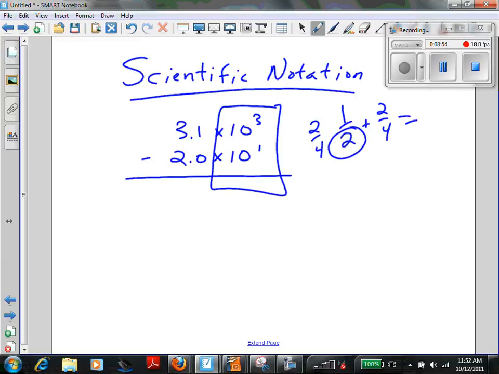Then you would get 4 over 4. And if you notice, the denominator stayed the same. You have to convert this. I'll tell you the way I do it. Not that you have to really do this because you're going to use the calculator. I convert the higher one into the lower one.